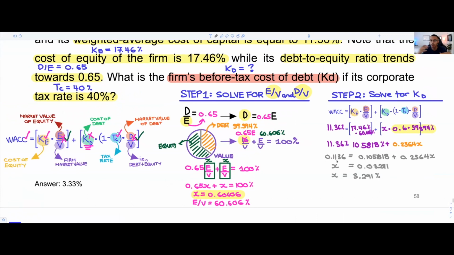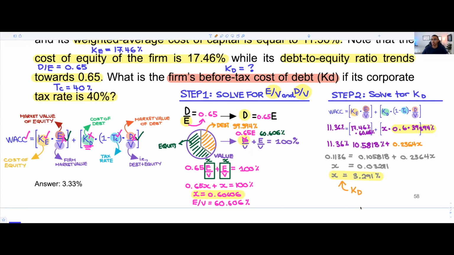But on an exam, you would have plus or minus 1% margin of error, and I'm okay with this. Obviously, if you were to be super critical about it and solve every single step along the way without any rounding, you would get the correct answer. But what I want you to understand is that this is a really good way to solve for your cost of debt. So that's how you find a missing variable.